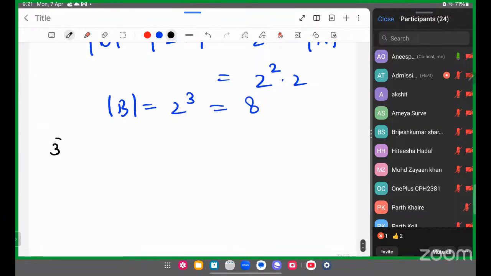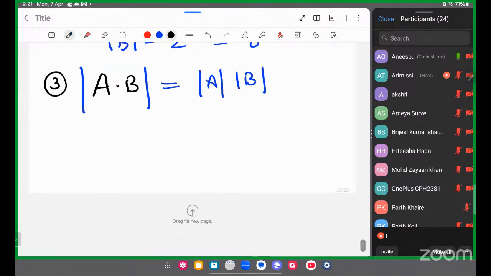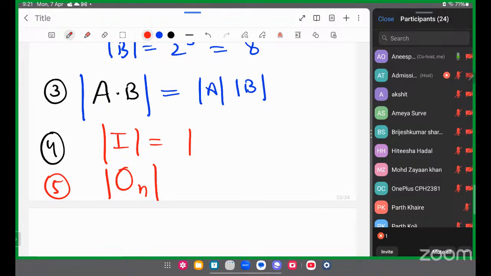Next point is number three. If we have two matrices A and B in multiplication, and we take the determinant of these two matrices, determinant of A into B will be determinant A into determinant B. Next point: determinant of any identity matrix is always 1. Determinant of a 0 matrix of order n is always 0.